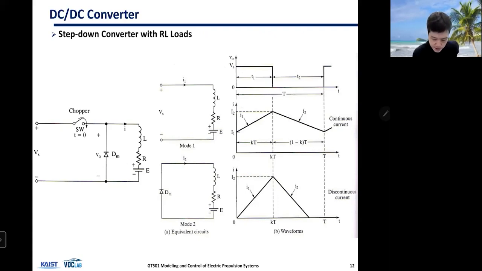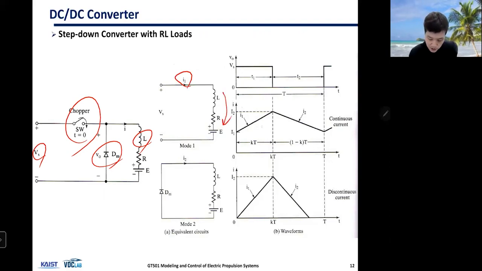So for instance, here you added a diode and the inductor here. So when you close the circuit, the voltage source will be driving the current towards the load, and the current will start to increase due to this inductance. It will slowly increase, right?